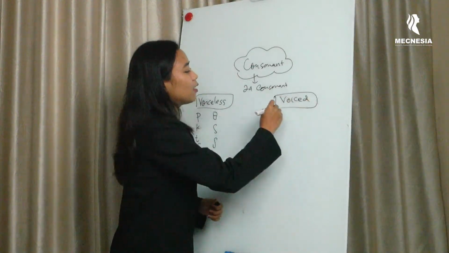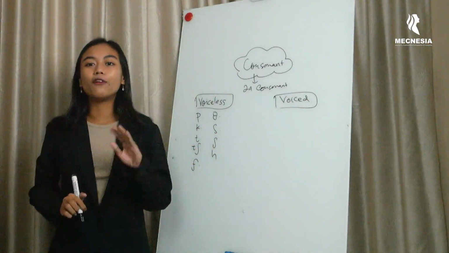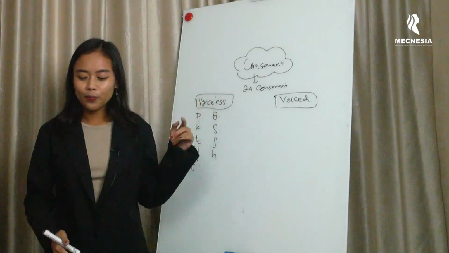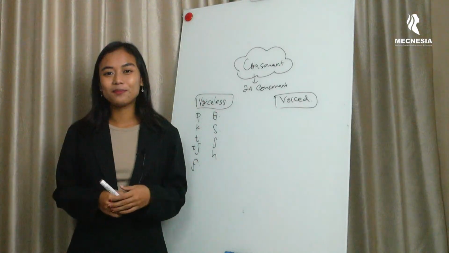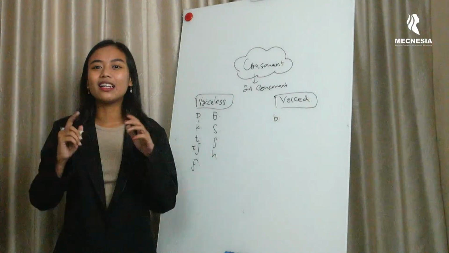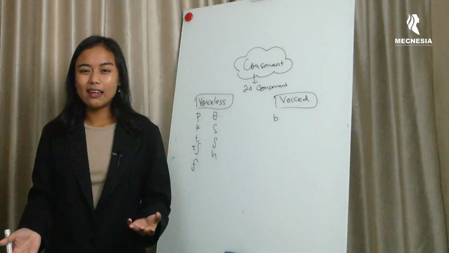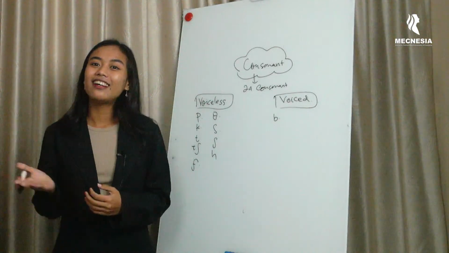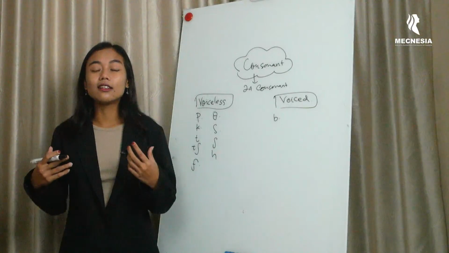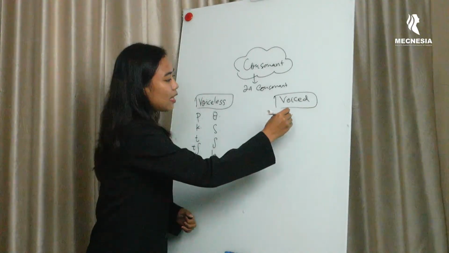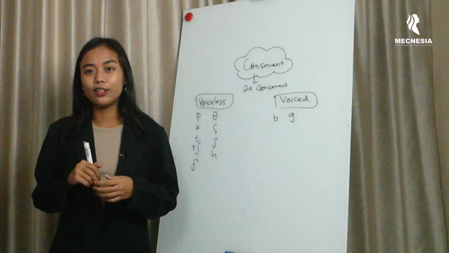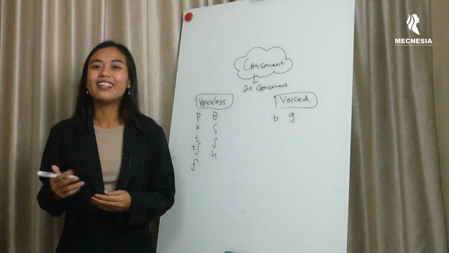So, the voiced consonant sounds, there are 15. Ada 15 dari voiced consonant sound. So, the first is b. B. B sound bakal kita temuin di kata bad. Bad. Let's say it with me. Bad. The next is g sound. G sound. G sound bakal kita temuin di kata good. Good. Let's say it together.